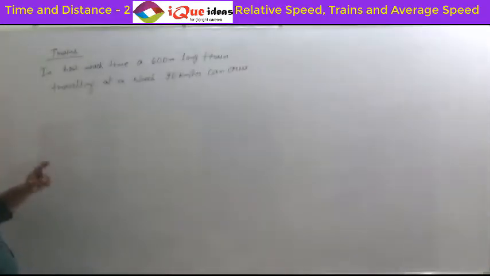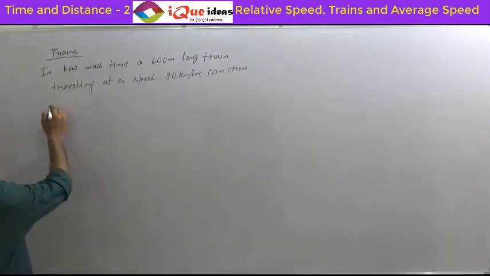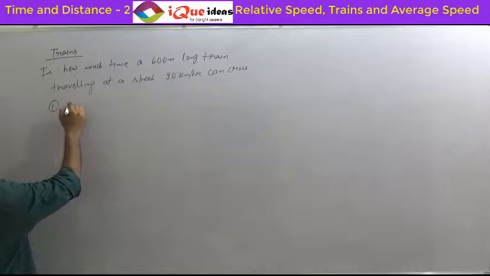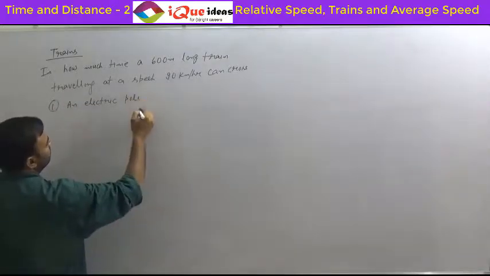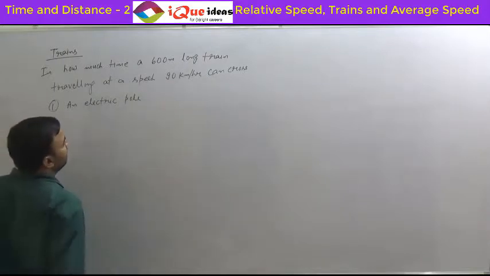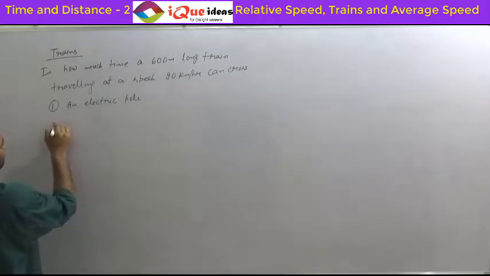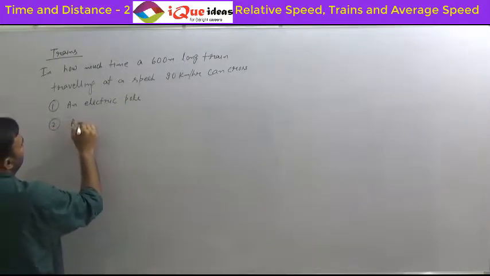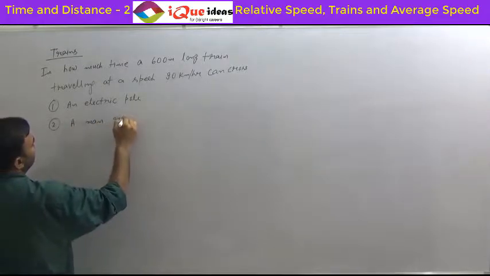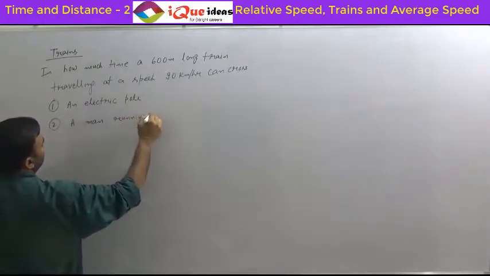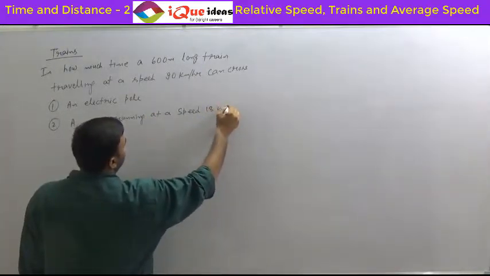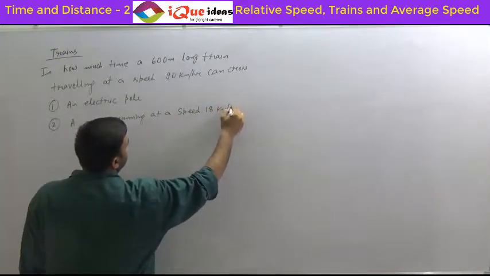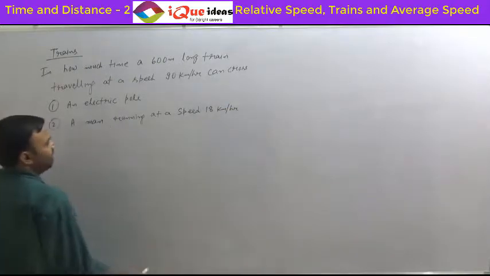Now there will be many things that the train is required to cross, so we'll take them one by one. First, an electric pole which is standing by the side of the track. Second, a man running at a speed of 18 kilometers per hour by the side of the track.